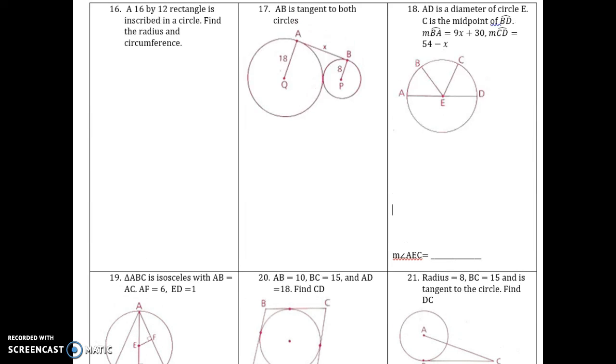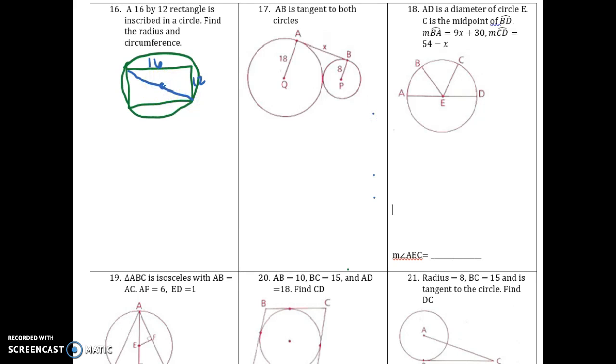All right, on this one, a 16 by 12 rectangle is inscribed in a circle. Find the radius and circumference. So we've got a rectangle inscribed in a circle, 16 and 12. We've done several problems like this.